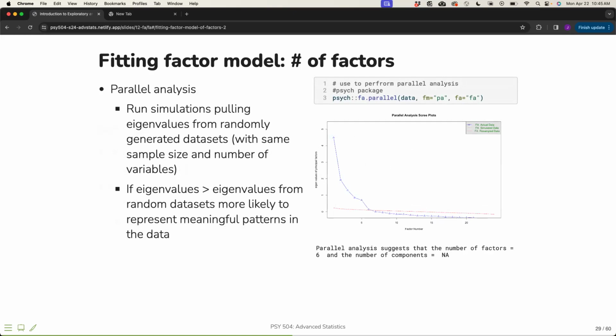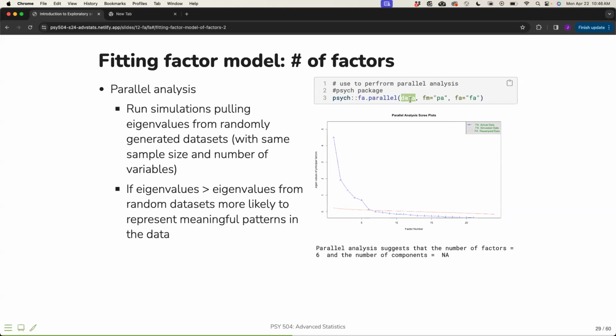So the idea behind parallel analysis is that we basically pull from a distribution that has the same number of variables and the same sample size as our actual data, and then we calculate eigenvalues from that random data set. So these are meaningless eigenvalues. The idea is to compare these meaningless eigenvalues to the eigenvalues from our data. And what we would want is to take the eigenvalues that are greater than the eigenvalues that were extracted from this random generating process. That's the basic idea behind parallel analysis.